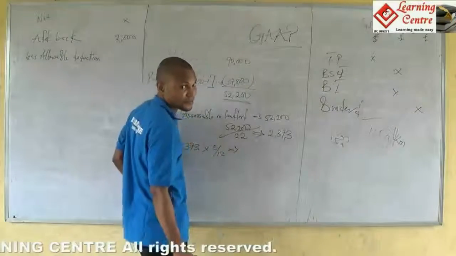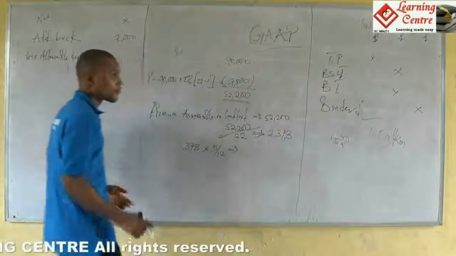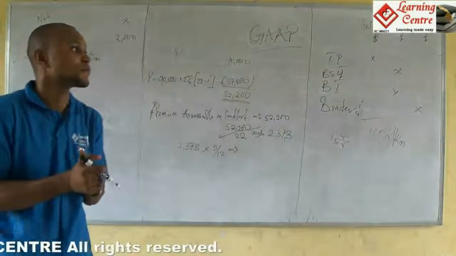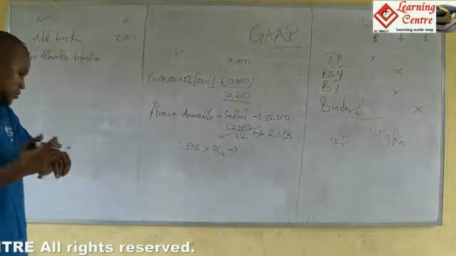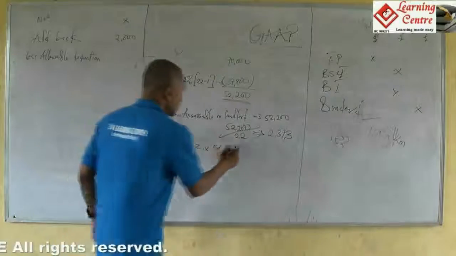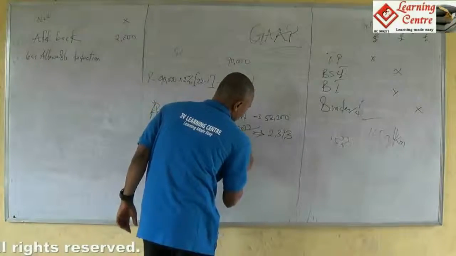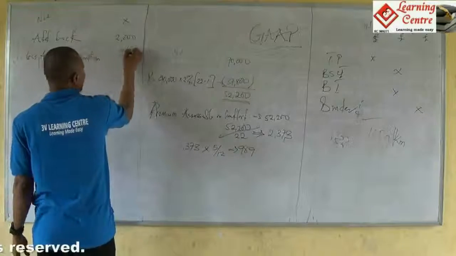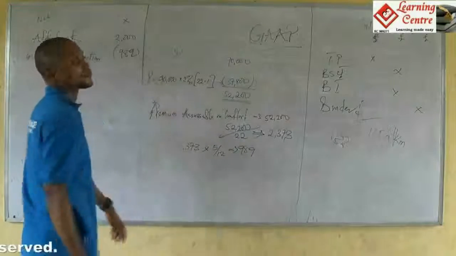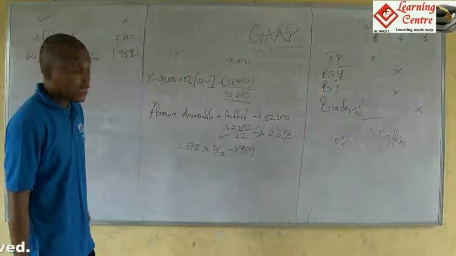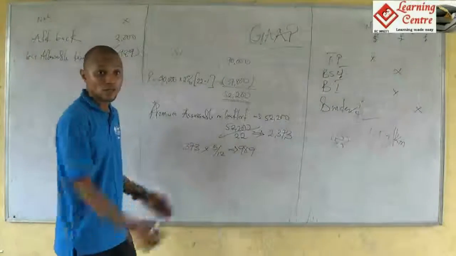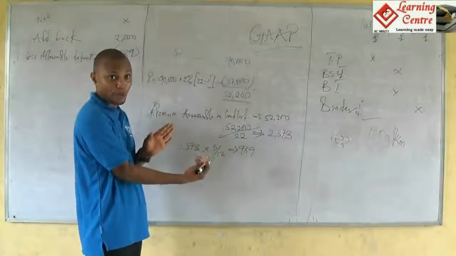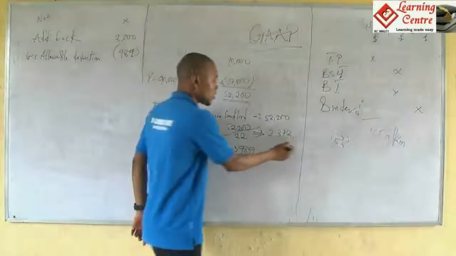What do you have? $989. So this is the amount that we are going to deduct. Now, we are doing this because it's a short period. Next year, it will be a different amount.